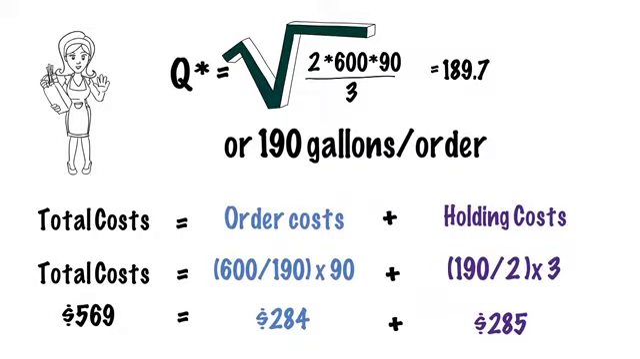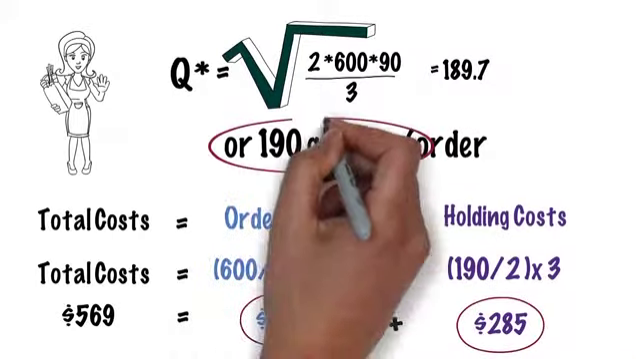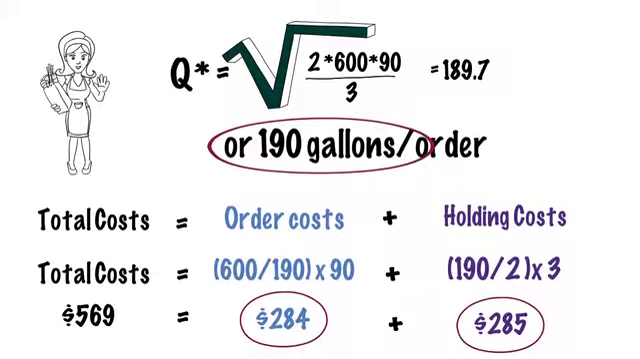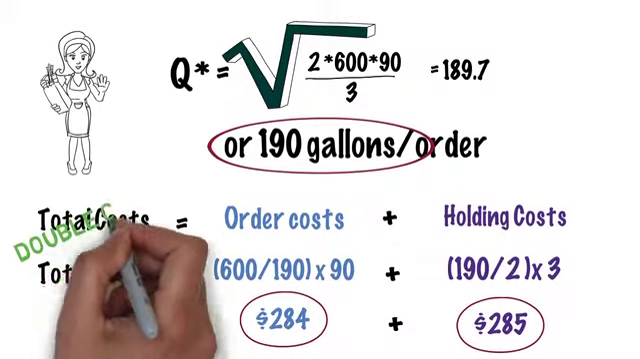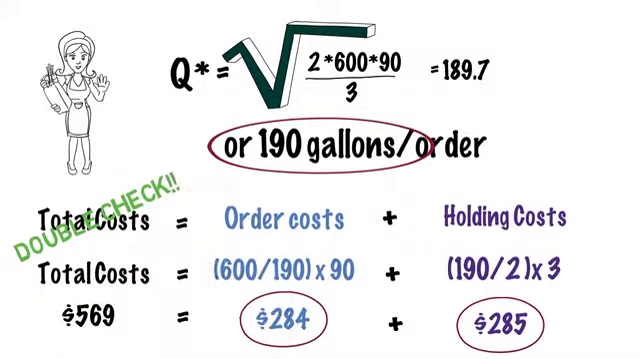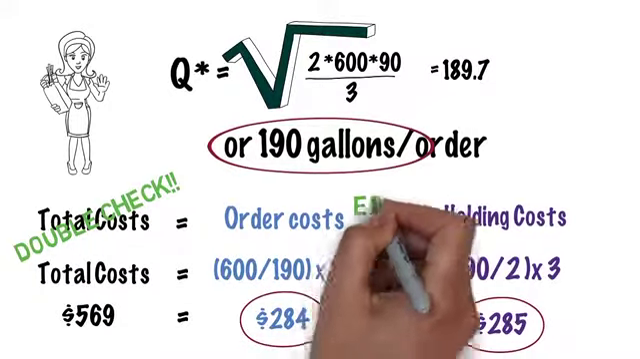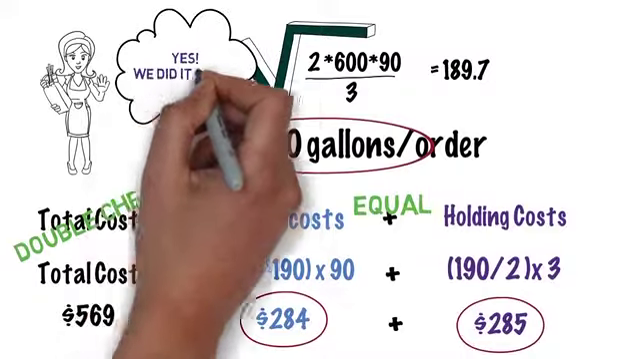Did you notice that annual holding costs and annual ordering costs are essentially the same? And they would have been exactly the same if we didn't round your order quantity up. This is an important point to remember. You can double check your analysis by calculating your total annual inventory costs. If your holding costs are equal to your ordering costs, you know you did everything right.